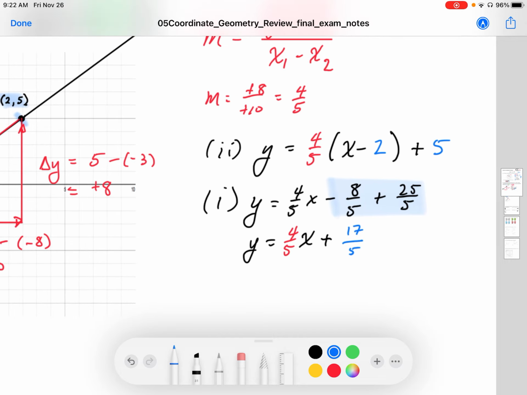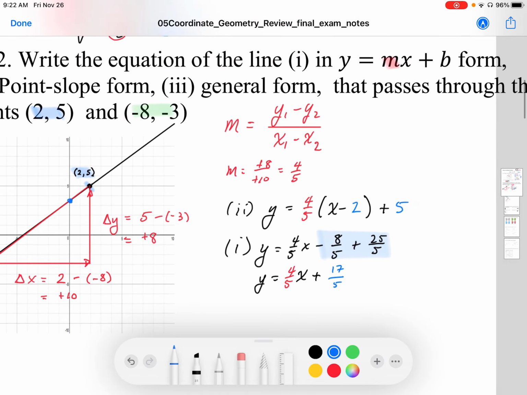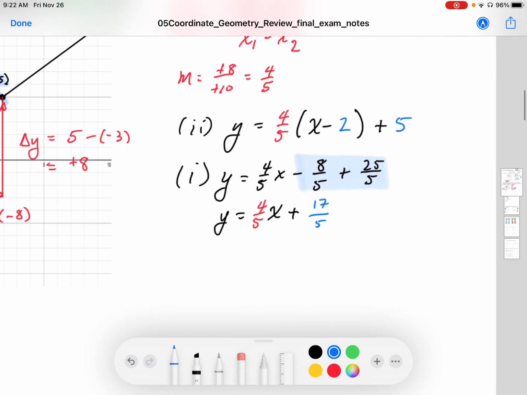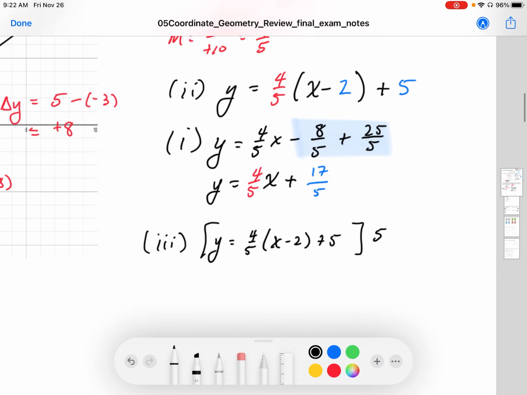Now, we can use either the point slope form or the y-intercept form and convert this into the general form, ax plus by plus c equals 0. Again, I like the point slope form, so I'm going to start with it, and I'm just going to get rid of the fraction. I'm going to multiply through by 5 because the general form does not have rational coefficients. It has whole number coefficients.